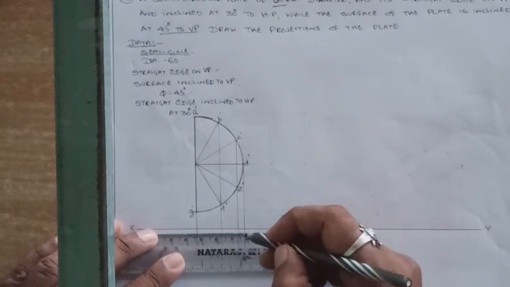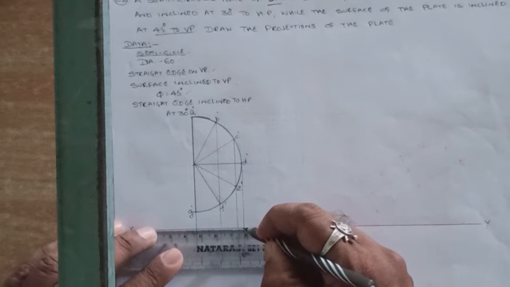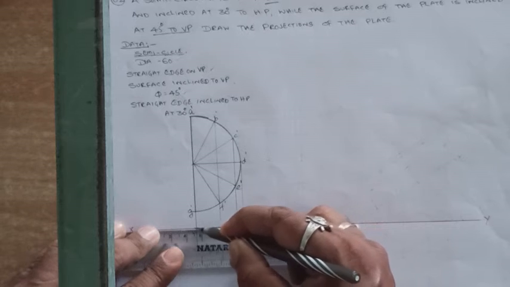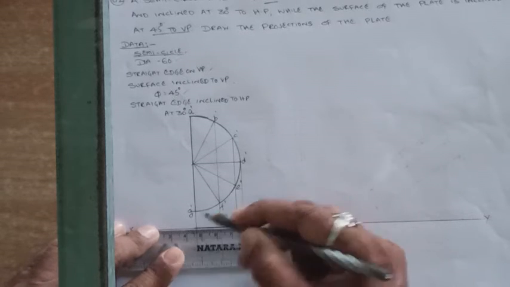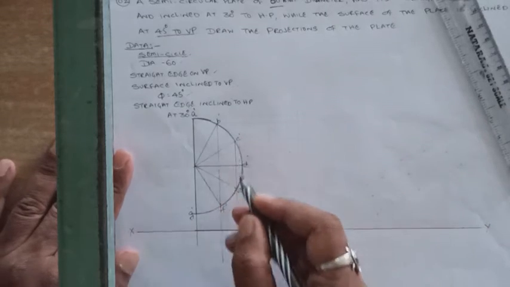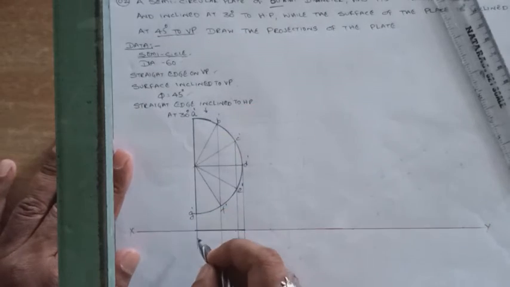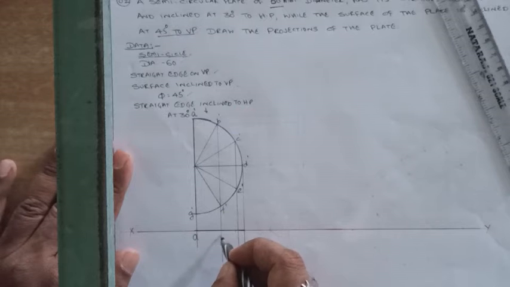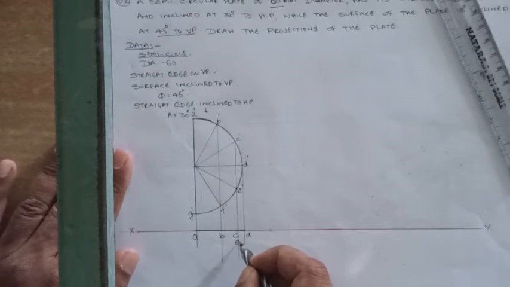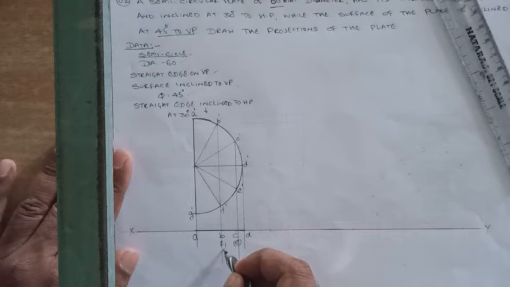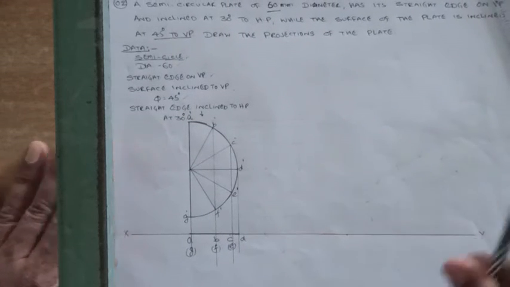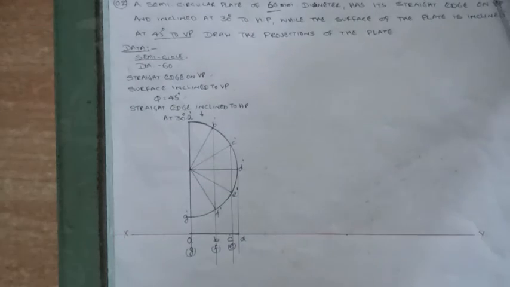Okay, so here also it is given straight edge is on VP, means portion within these projectors make thick line. Okay, so now that is top view, imaginary. Now looking from the top, which is visible? A is visible, B is visible, C is visible, D is visible, E not visible, F not visible and G also not visible.